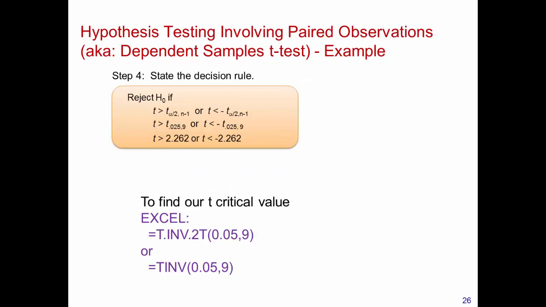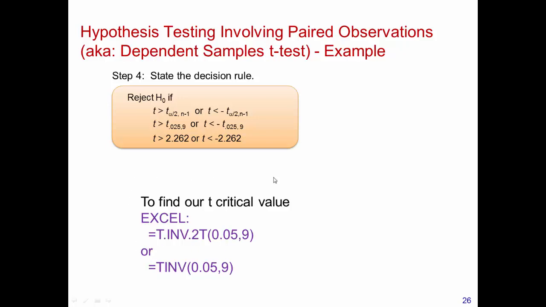Here we have our decision rule. We're going to reject the null hypothesis if the t-test statistic is greater than the t-critical value, or the t-test statistic is less than the negative t-critical value. And we can find that in the back of our book in Appendix A2. Because it's a two-tailed test at the 0.05 level of significance, we do have that in our book. We use 9 degrees of freedom, and it comes to 2.262. Of course, you can also use Excel, and you can use either of these two functions to find that out.